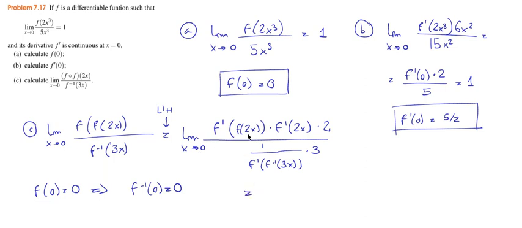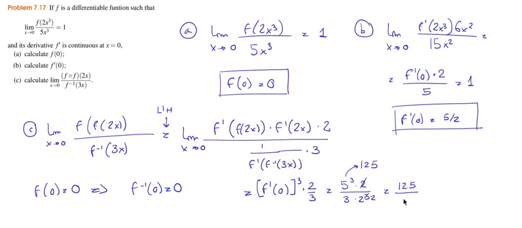So this is f prime at 0 times f prime at 0, and then this passes multiplication, multiplying above, so this is f prime at 0 cubed times 2/3, but f prime at 0 is 5 over 2, so this is 5 cubed, which is 125, times 2 over 3 times 2 cubed, which is 8, right? So this and this go away, so we have 125 divided by 12, and this is the value of that limit.